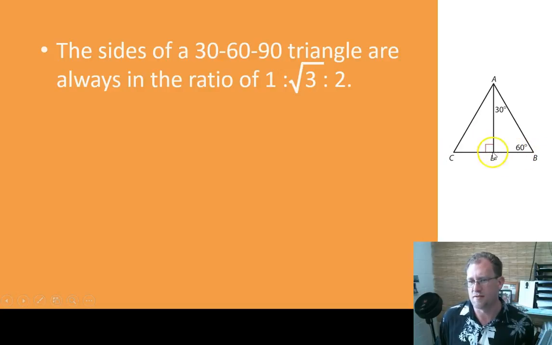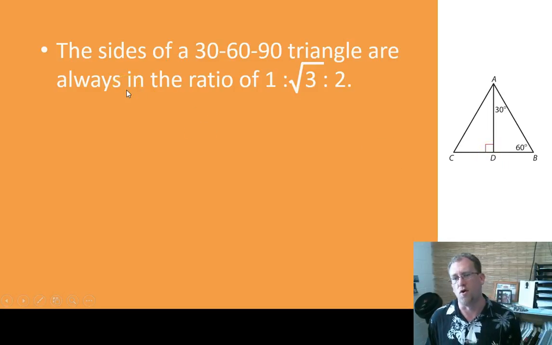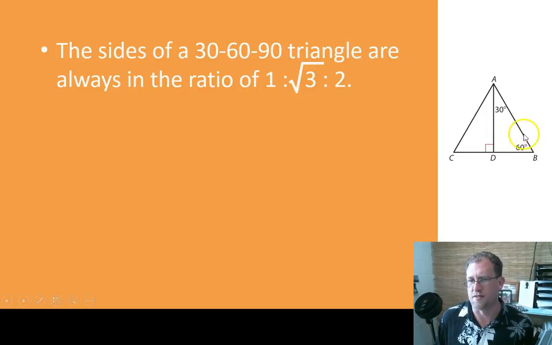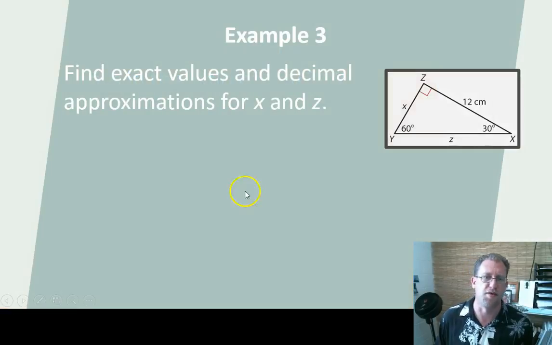This would be x, this would be 2x, and this would be x times radical 3, okay? The sides of a 30-60-90 triangle are always 1 to radical 3 to 2. So if this is 1 foot, this is 2 feet, and this is 1 times radical 3 feet. Okay, just some things that you can remember.